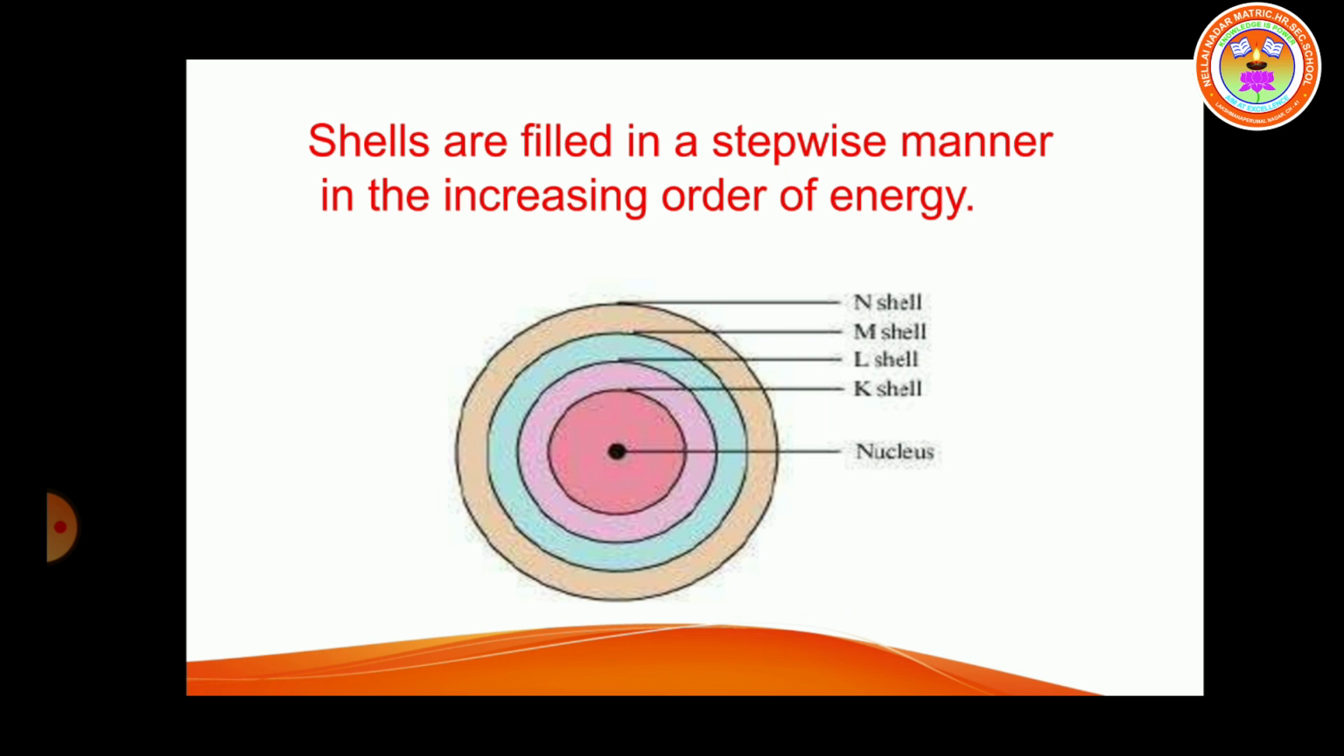Shells are filled in a stepwise manner in the increasing order of energy. That means first electrons fill the first shell, that is the K shell. Once the K shell is filled, electrons will go to the next shell, that is the L shell, like that. Once the L shell is completed, next it goes to the M shell. After completion of the M shell, it goes to the N shell, like that. So, second rule: shells are filled in a stepwise manner in the increasing order of energy.